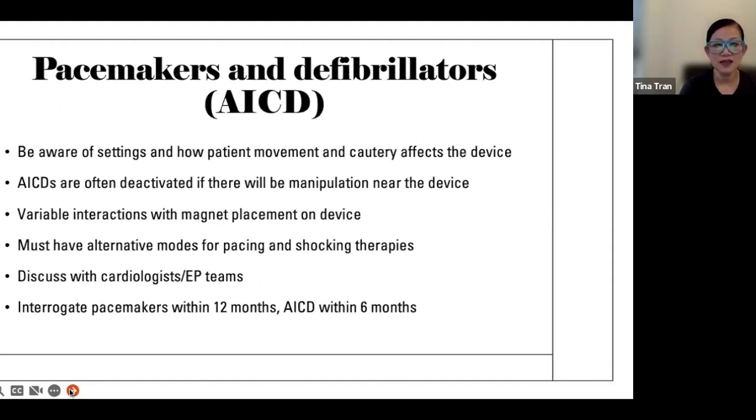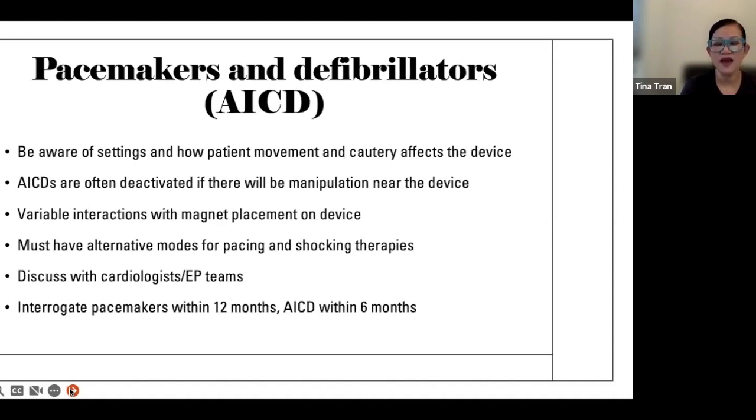The ICDs or defibrillators are often deactivated if there will be manipulation near the device. So if your cautery will go near the device or cross the device, oftentimes the patient's defibrillator and AICD need to be evaluated by an electrophysiologist who can work with them to say this is what kind of current might be going through, and these are the things that might trigger the defibrillator. So let's turn it off.